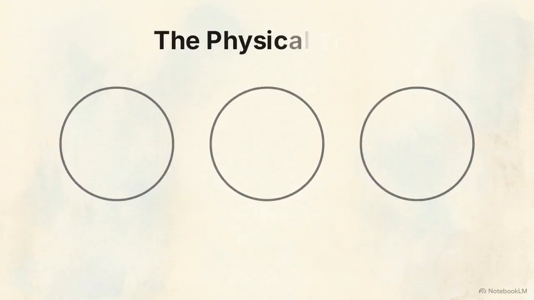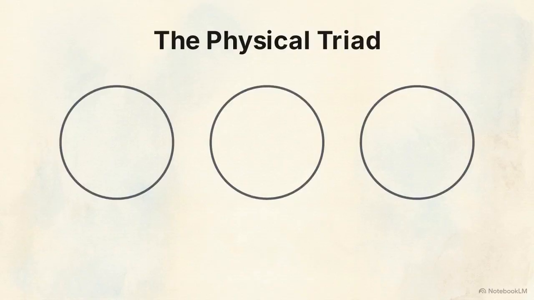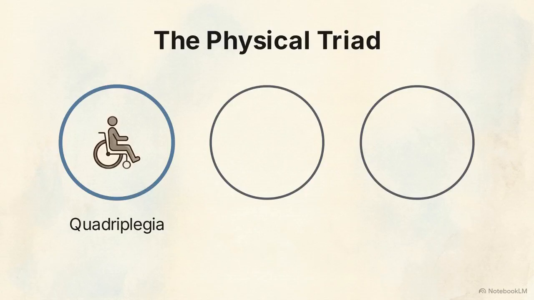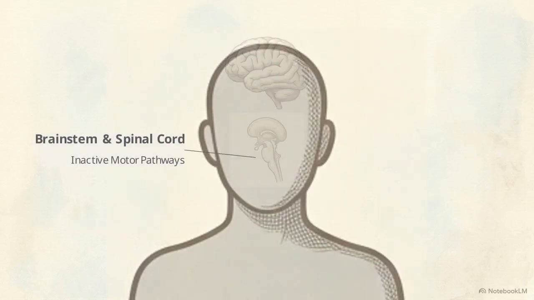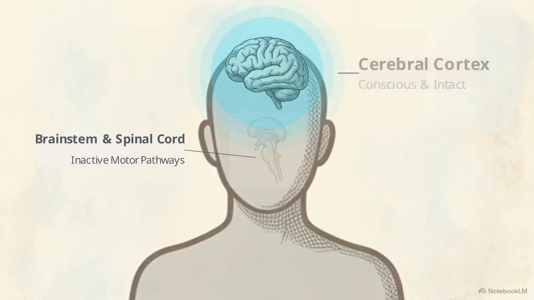The diagnosis of LIS hinges on a specific physical triad. The first two components are quadriplegia, which is the complete paralysis of all four limbs, and anarthria, the total inability to articulate speech. However, unlike brain death or a deep coma, the cerebral cortex, the area responsible for high-level thought and cognition, remains perfectly intact. The patient is completely conscious.